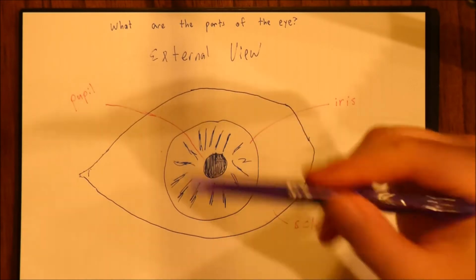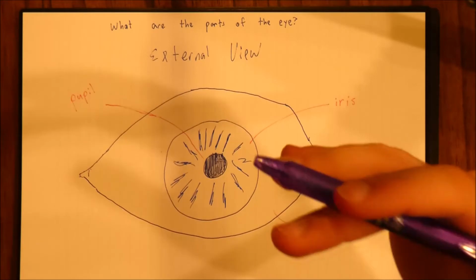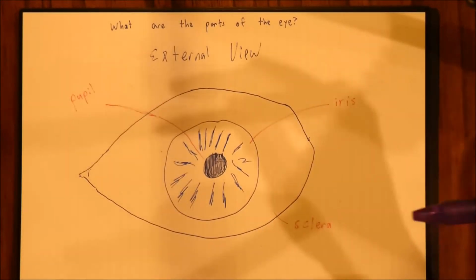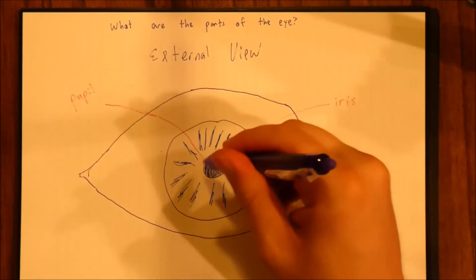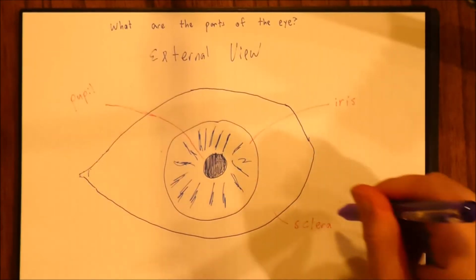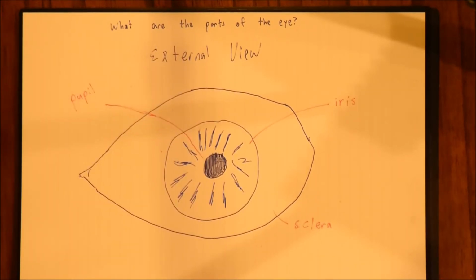This is what you see when you look somebody in the eyes. So in the external view, these are the things that you're going to be able to see. Right here in the middle, you have your iris, you have your pupil, and then the whites of your eye are actually called the sclera. Now, each of these parts has a specific job that they do.